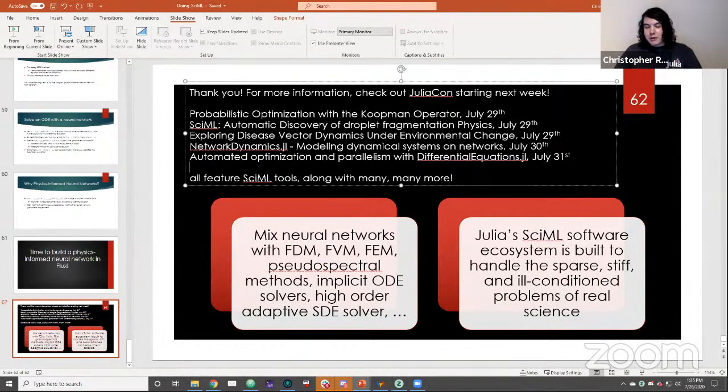And so really the key idea behind the Julia SciML ecosystem is to utilize finite difference methods, finite element methods, pseudospectral methods, implicit ODE solvers, high order adaptive SDE solvers, and utilize all of this with our sparse matrix forms, our sparse adjoints, and our stiffness handling, all for ill-conditioned problems. Utilize this all together to be able to solve real modeling problems. We'll be able to generate and automatically discover models in cases where you have these very ill-conditioned problems.